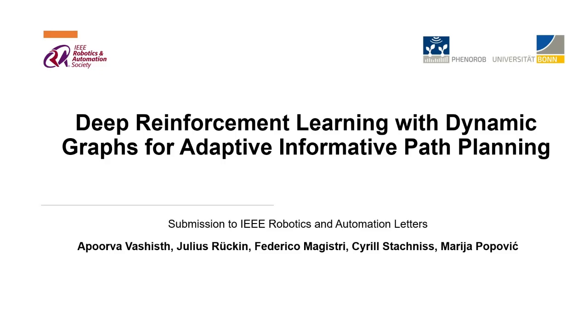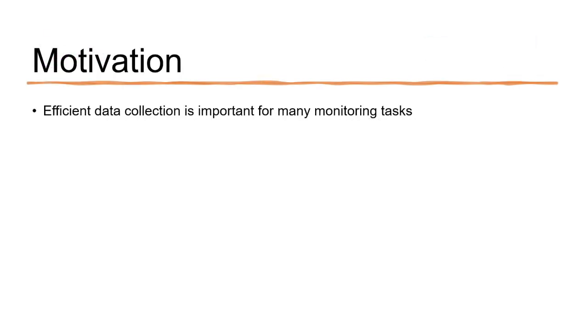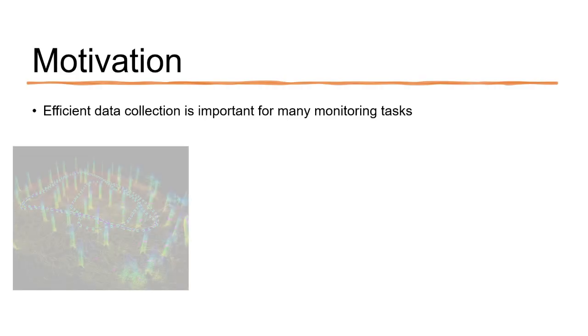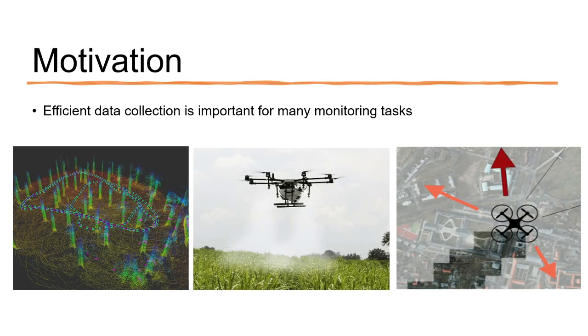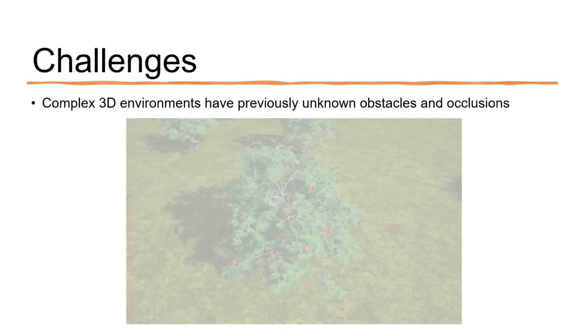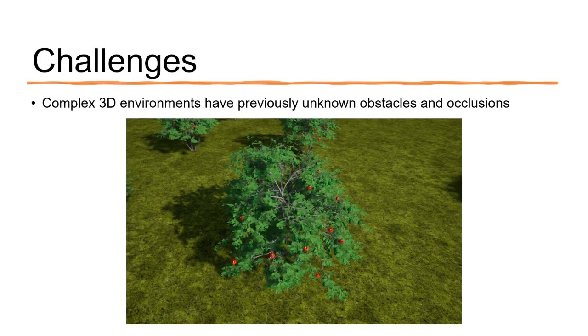We present our work, Deep Reinforcement Learning with Dynamic Graphs, for Adaptive Informative Path Planning. Efficient data collection is a key requirement in many monitoring tasks, such as environmental mapping, precision agriculture, and exploration. However, complex 3D environments have previously unknown obstacles and occlusions, making the informative path planning problem challenging to solve.